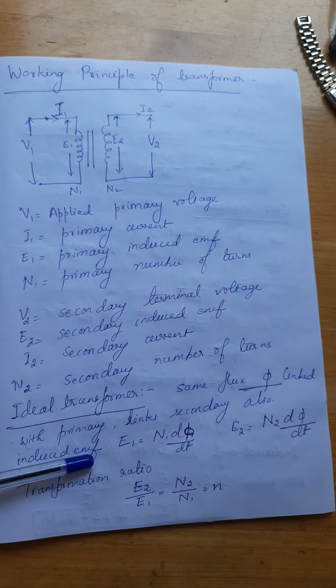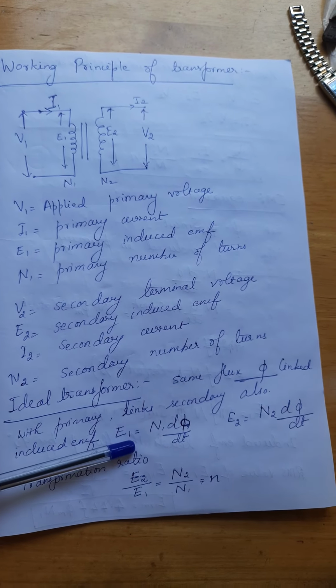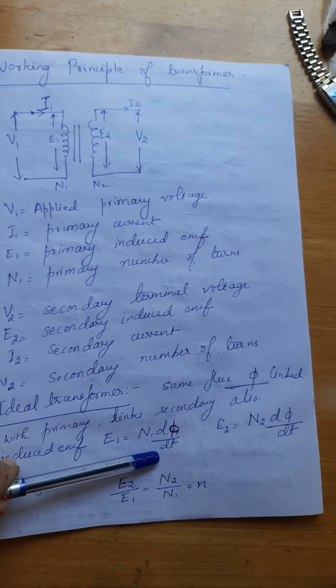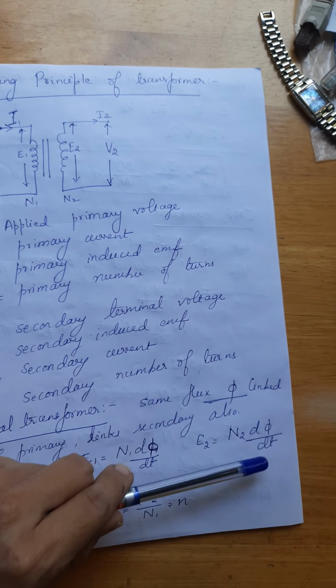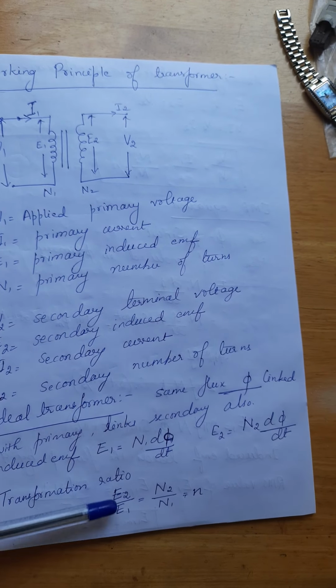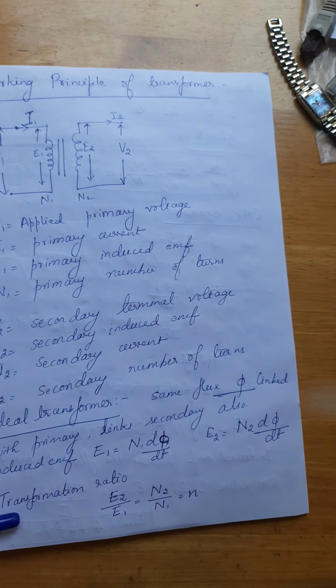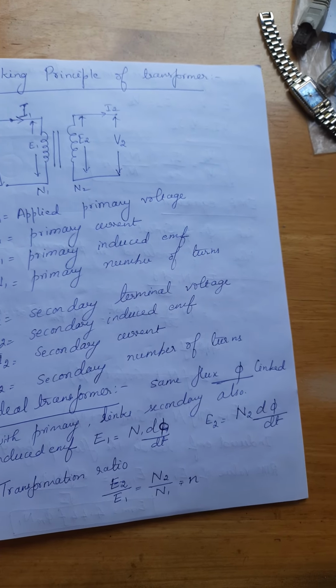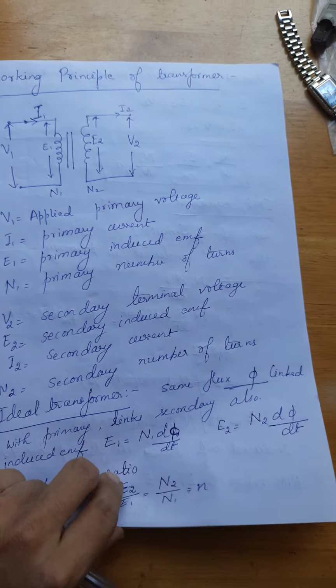Therefore, induced EMF in the primary is given by E1 is N1 into d phi by dt. Similarly, E2 is N2 into d phi by dt. Or E2 by E1 is N2 by N1, which is known as the transformation ratio, which I am calling small n.